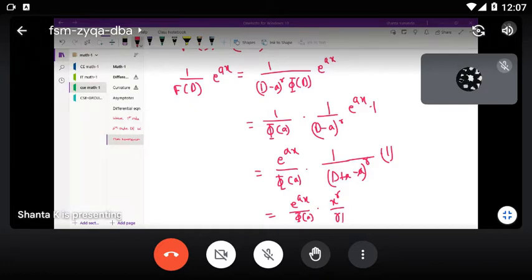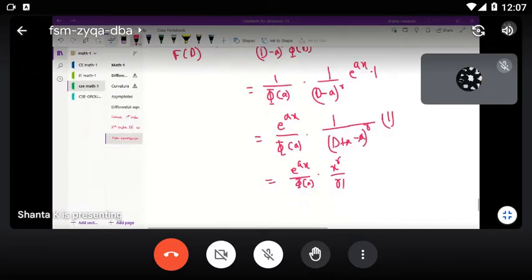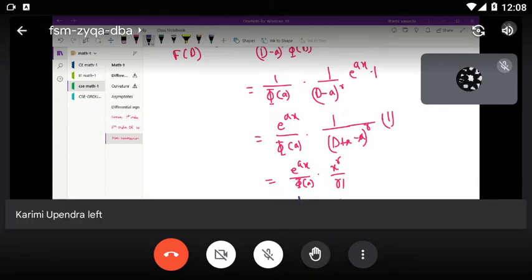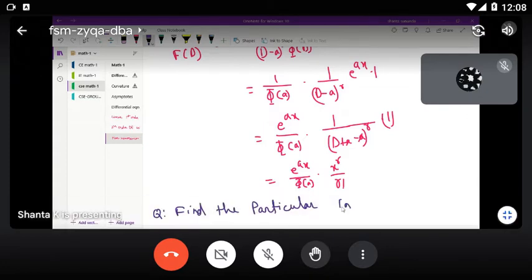So find the particular integral. I'm discussing the particular integral because we have done the complementary function part within the linear homogeneous equations. Okay. We will do that also.